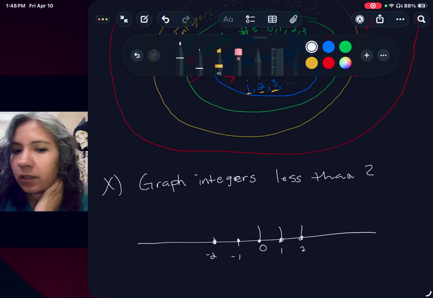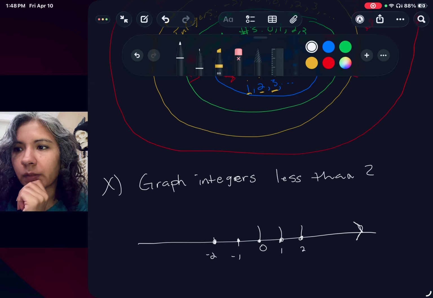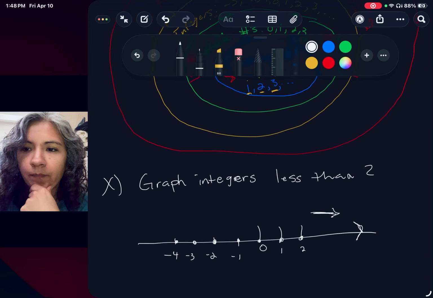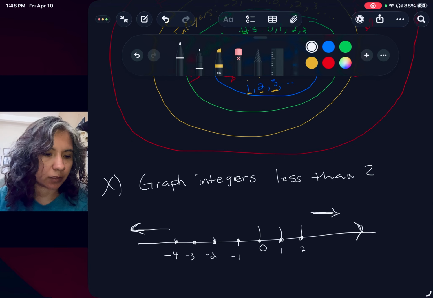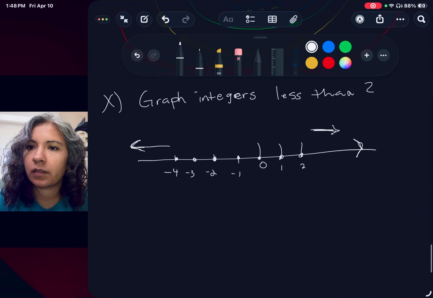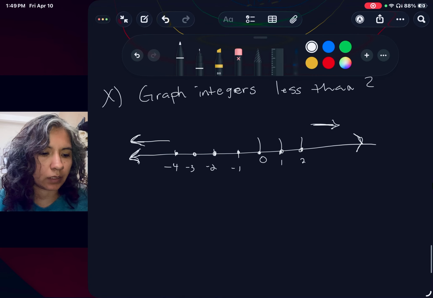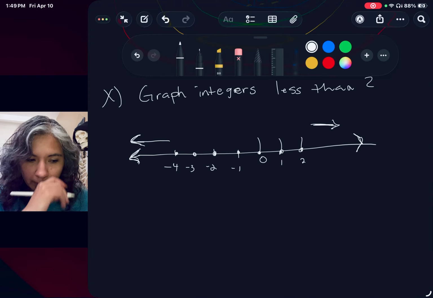The numbers go on and on here, but it's anything less than 2. So we're not going to draw any dots for numbers this way. But the numbers on this side would infinitely decrease, right? So we would include all of these numbers here, going lower and lower on the negative number line.